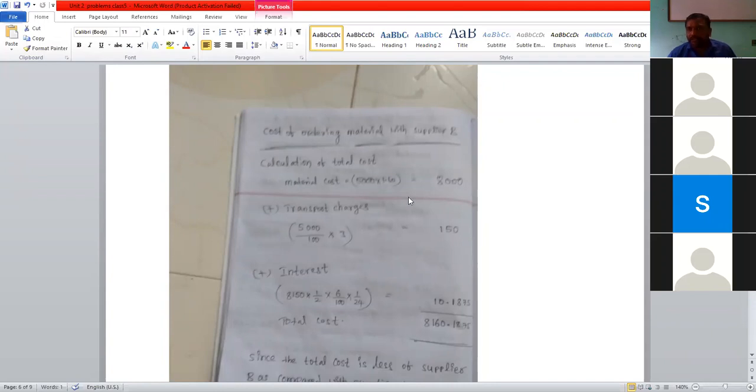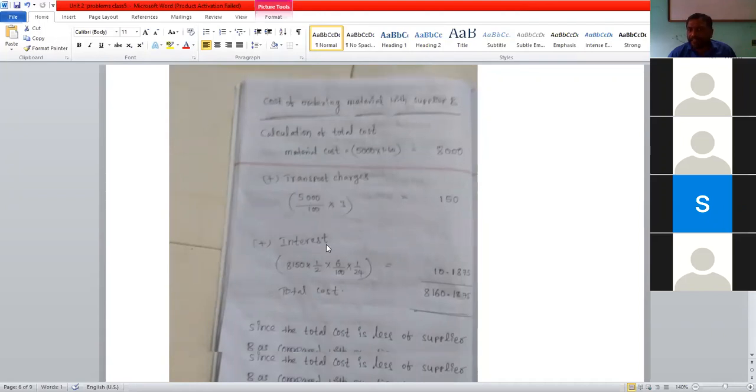If you purchase below 1,000, it is issued at 1 rupee 80 paise. Above 1,000 it is issued at 1 rupee 60 paise. So 5,000 units into 1 rupee 60 paise, you are getting 8,000. And then plus transport charges, 3 rupees for every 100 units. So 3 rupees for 100 units, then for 5,000 how much? Make cross multiplication. 5,000 by 100 into 3, you are getting 150 as the transport charges.